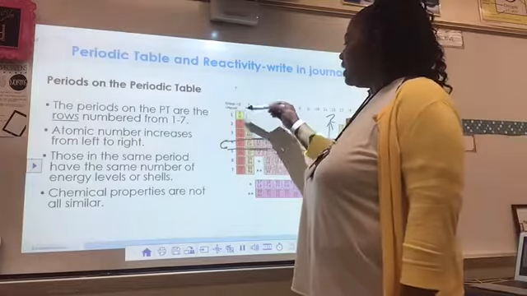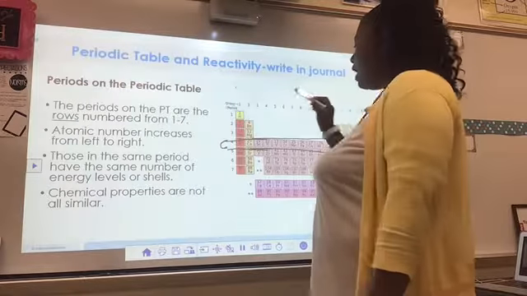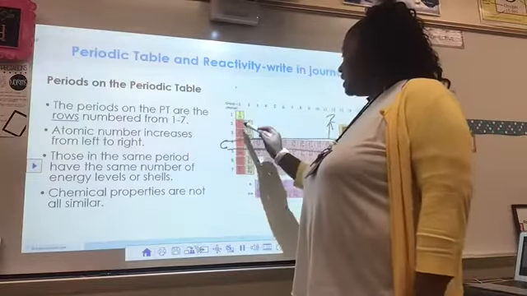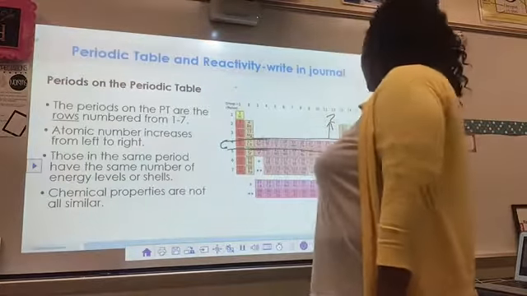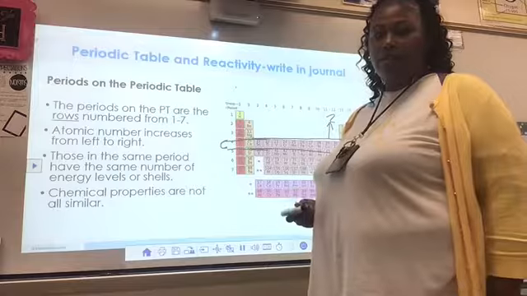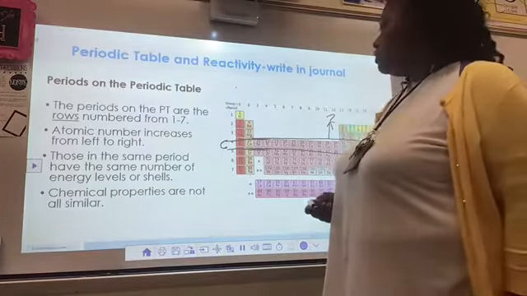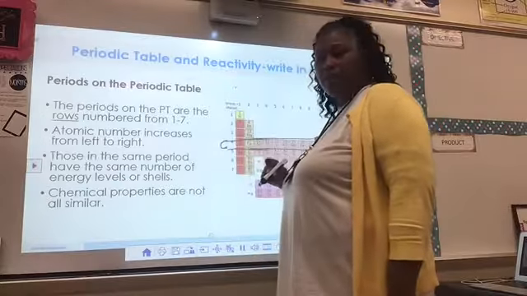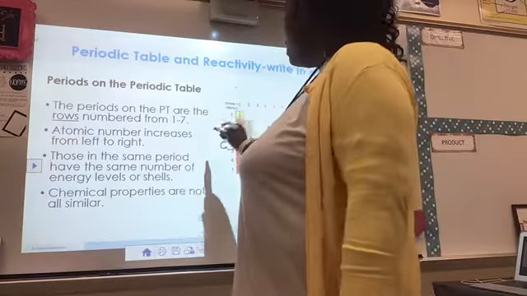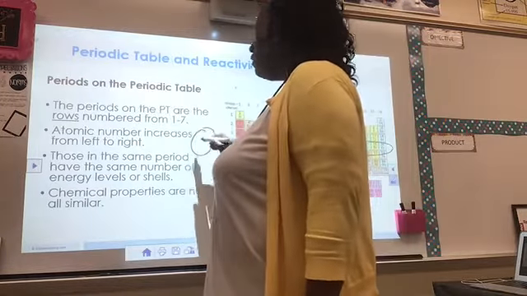So, for example, anything in period 1 will have 1 energy level. Anything in period 2 will have 2 energy levels. Anything in period 3 will have 3 energy levels. So, if I were to do the Bohr model for, let's say, lithium, lithium is in period 2. I would draw a picture for my Bohr model.